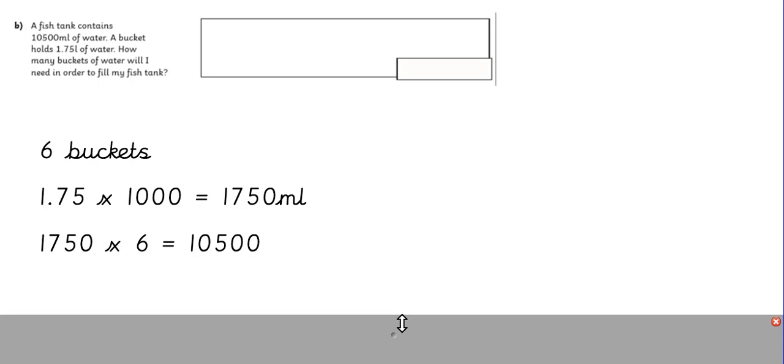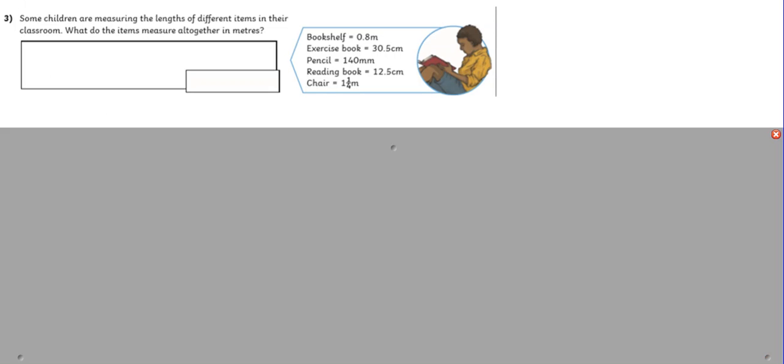Okay, so your answer would be 6 buckets. So I would convert my litres into millilitres, so you're not working with decimals. So I would multiply 1.75 by 1,000 to get 1,750 millilitres. I've then worked out that there are 6 lots of 1,750 in 10,500, which means that there are 6 buckets of water needed. Well done if you got that one correct. Have a look at this one.